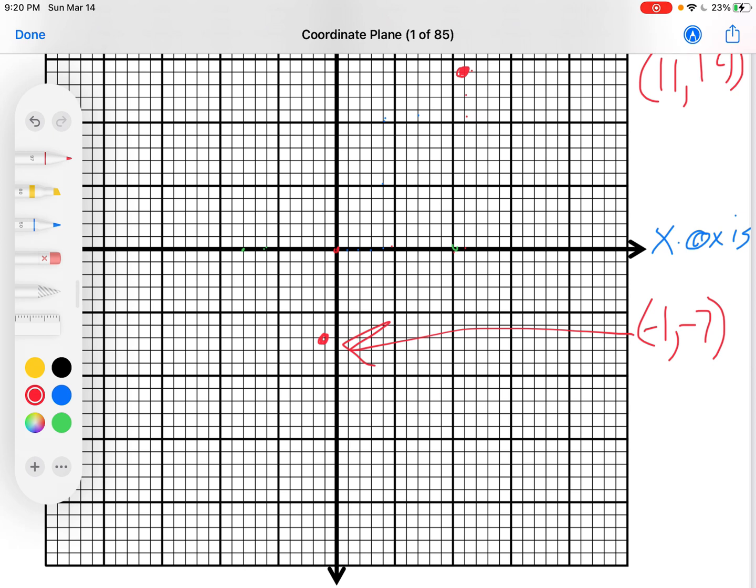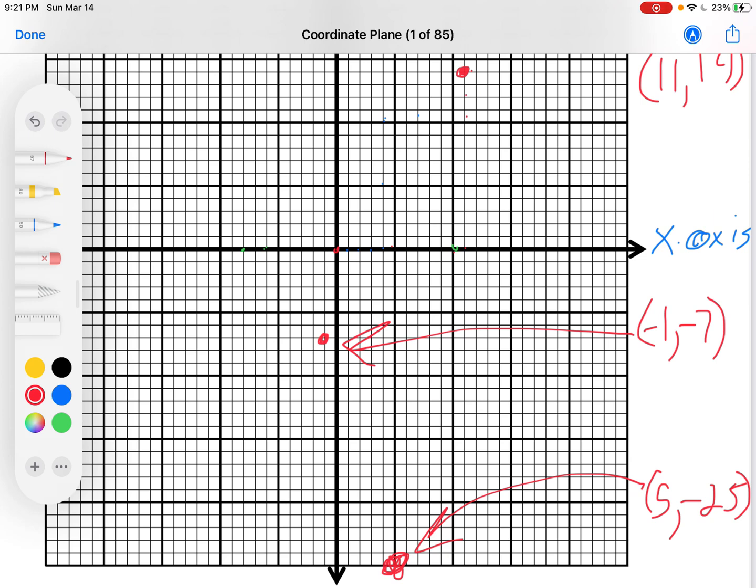Okay. Let's try this point right here. What are the coordinates of that point? Well, the x-coordinate. Do I go right or left? I go right. How much right? 5 right. So the x-coordinate is positive 5. Then do I go up or down? I go down. Down how much? 5, 10, 15, 20, 25. Since it's down, it's negative 25. And that point right there has coordinates 5, negative 25.